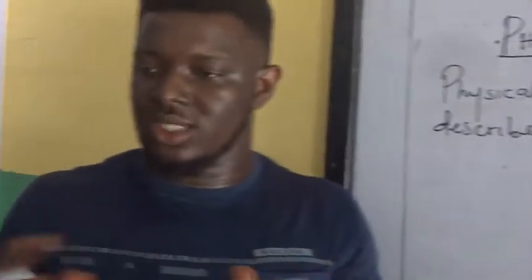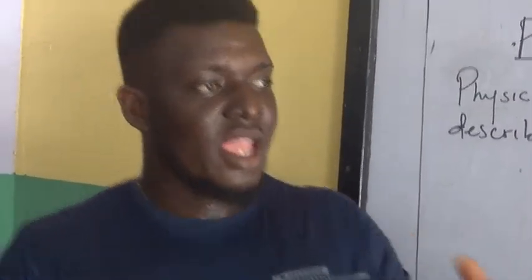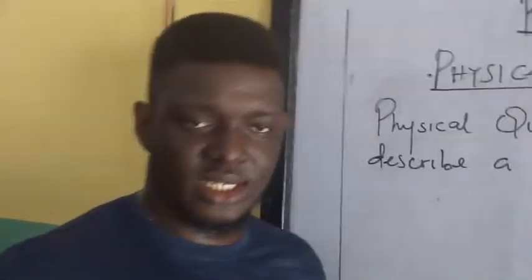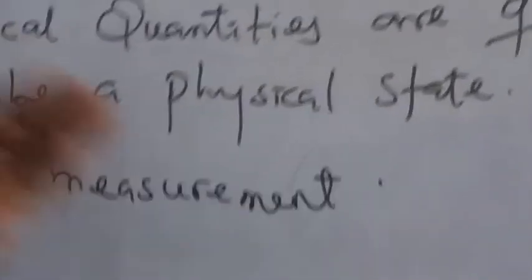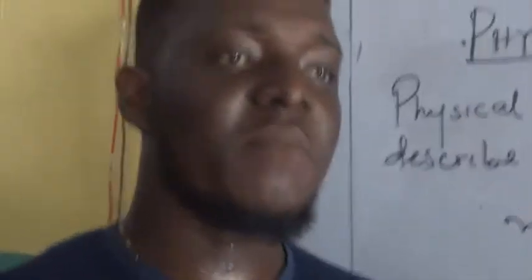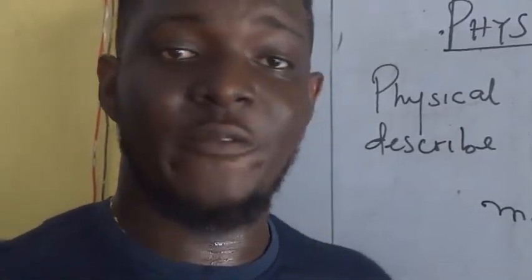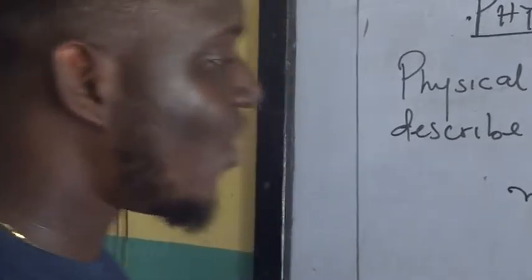When we're talking about physical quantities, they are quantities used to describe a physical state. If you want to talk about your depth, or a field, you talk about what? The length, the width, the breadth. Everything is called quantities, and quantities, in another word, can be called measurements. So you can actually put it there. Physical quantities are measurements used to describe a physical state. A physical state simply means something you can see, touch, and feel.